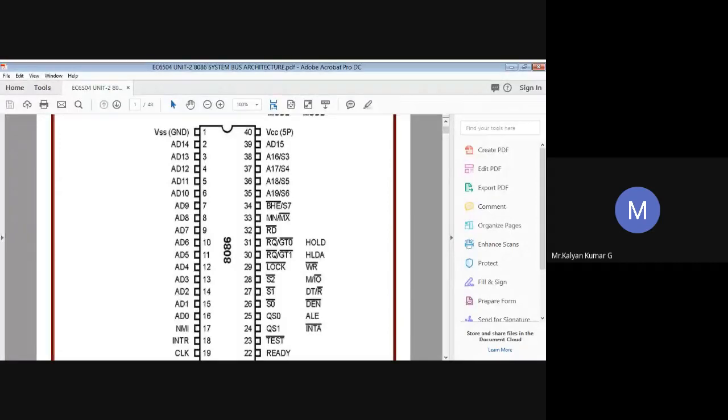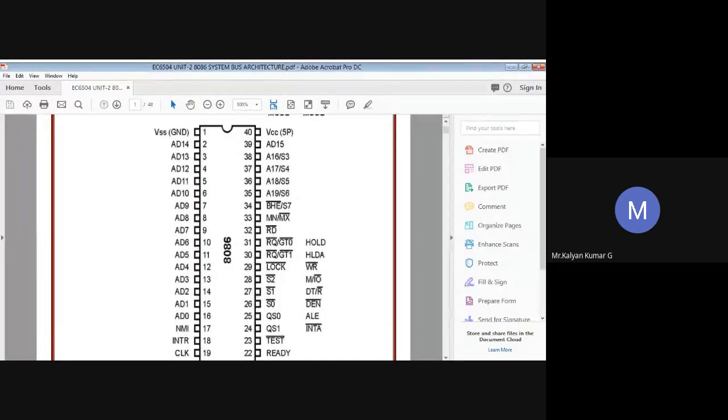For high, I connect it to plus VCC, 5 volt, and for low, pin number 33 is connected to ground. So based on this pin only, the rest of the mode operation is selected. You have to remember this pin number 33, especially these specific pins.